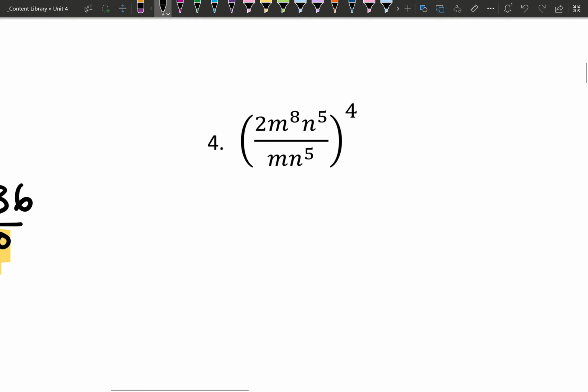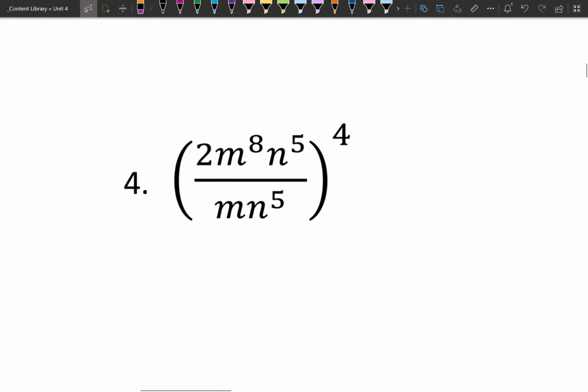Perfect. Number 4 combines a couple of things. It combines power to product rule and power to quotient rule. So we're going to do the same thing that we did in number 3. We're going to pass out that power of 4 to every single term here, and we're going to multiply every exponent by 4.